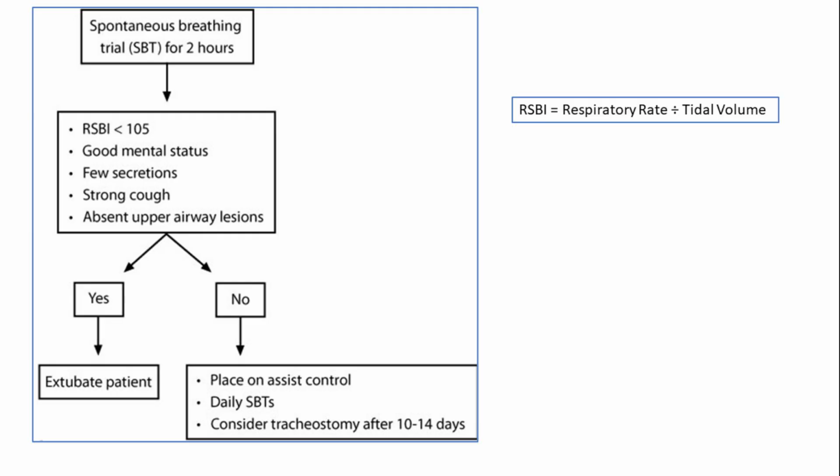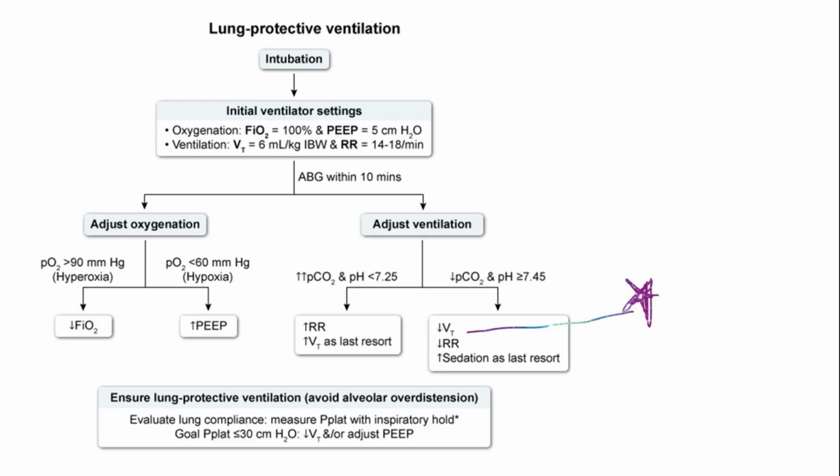If any criteria are not met, place the patient on assist control mode, continue daily SBTs. Consider tracheostomy if weaning is not successful after 10 to 14 days. Adjust ventilation based on ABG results.